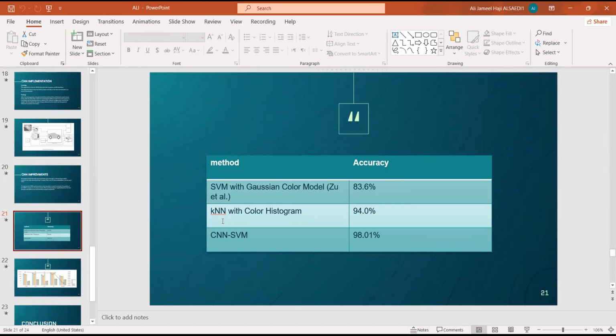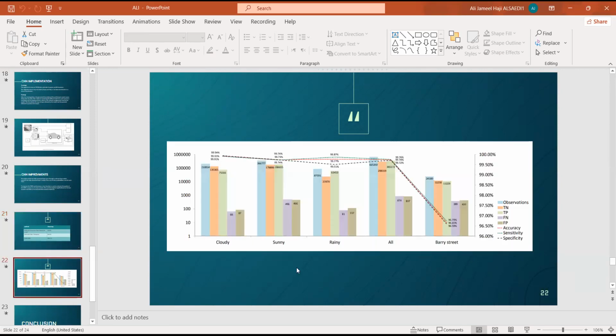has 94.0% accuracy. CNN and SVM, using the convolutional neural network algorithm, reach 98.1% accuracy. The graphic shows another view of the effect of weather, negative or positive, for the conditions cloudy, sunny and rainy, on all the weather results.